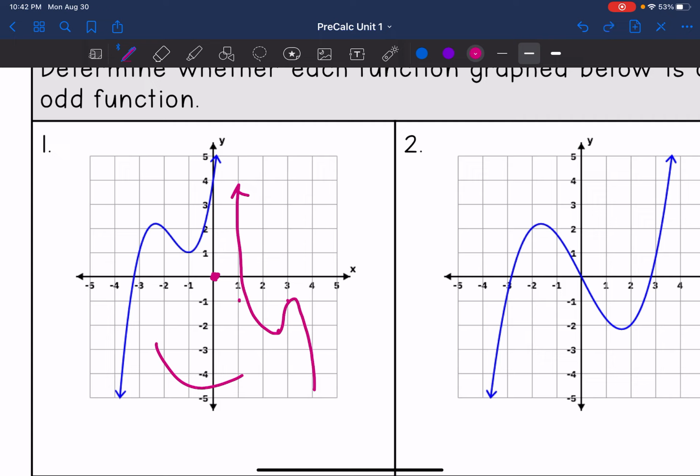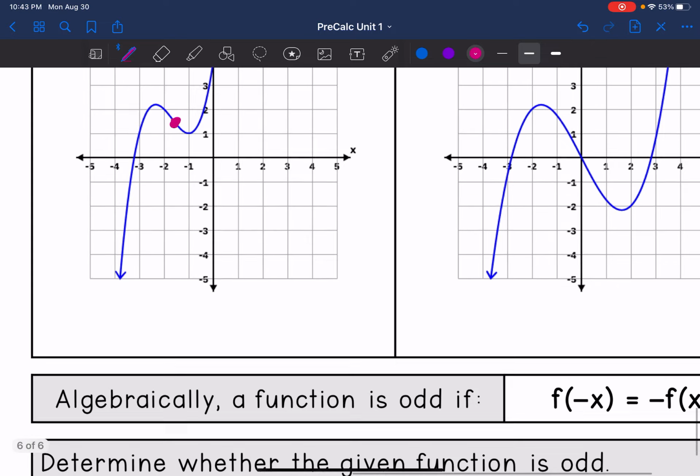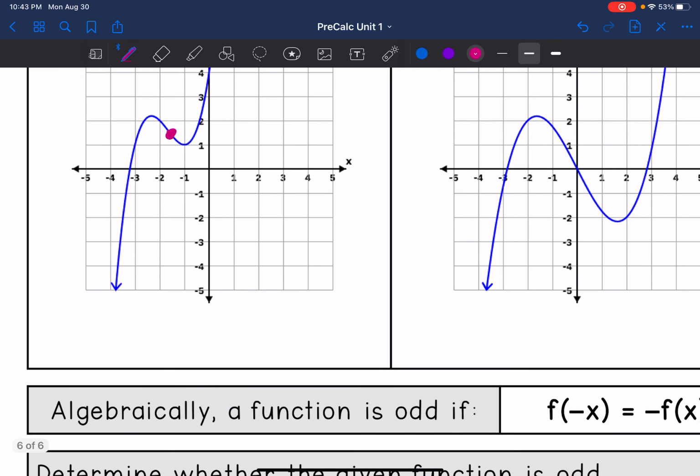It is rotational, I'm going to erase my markings. So it is rotational around here. If you were to put your finger on that point and spin it, yes, it would be the same, but it has to be around the origin. So in this case, not an odd function.